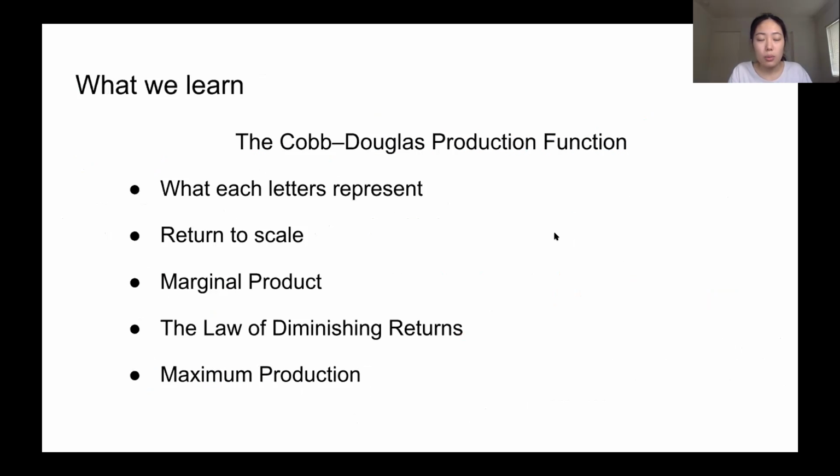And what we learned from the Cobb-Douglas production function, we know each letter represents return to scale, marginal product, law of diminishing return, maximum production. And we analyzed some graphs, some equations, and some economic meaning. So from a simple production function with just two inputs, we can see so many things. And these are just some of the information we can get. There is also more complex analysis. So the production function is not a function that just calculates production. It also allows us from small to see large, from now to see the future.